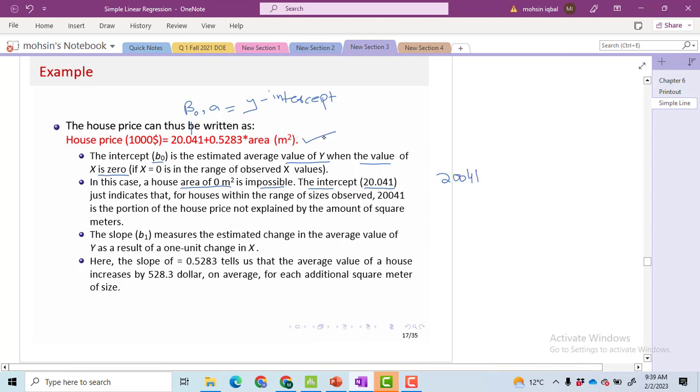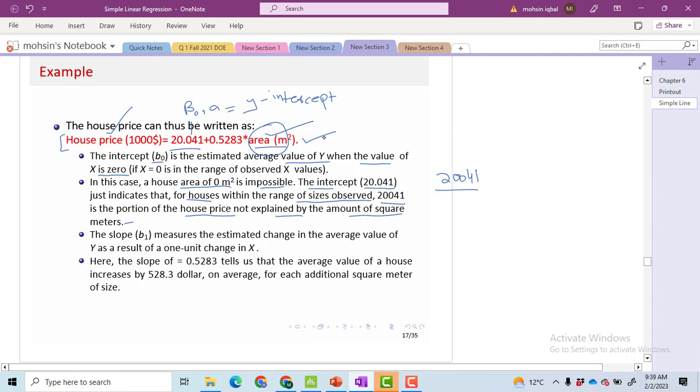is $20,041. So this is the portion of the amount that hasn't been explained by this variable, area in square meters. I mean that there are a lot of variables that explain the house price. Out of these variables, we have taken only one variable in our study, that is the house area. So the other factors that affect the house price, their effect is 20.041. So for the houses within the range of sizes we have taken in our study, $20,041 is the portion of the house price that is not explained by the amount of square meters.